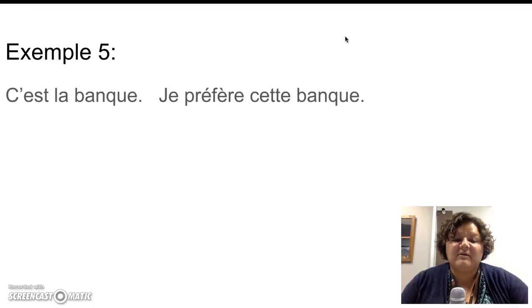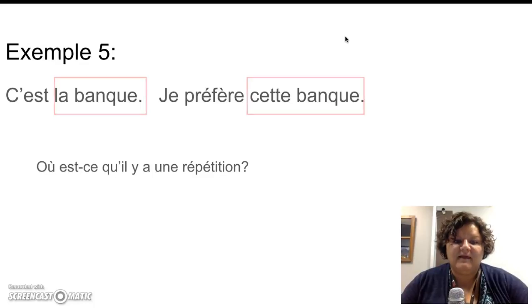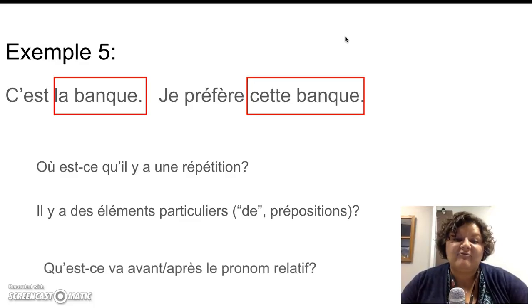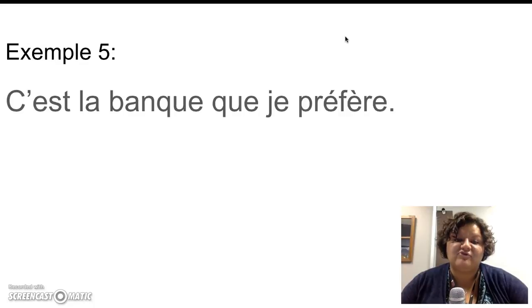And then this is the last example. C'est la banque. Je préfère cette banque. Again, bank is what's repeated. Is there anything before or after that's special? Not really. And then we have to narrow it down between, is it qui or que? We know that what's going to come after our relative pronoun is going to be je préfère. So we have a subject plus a verb, and that is a signal that we're going to use que. C'est la banque que je préfère.